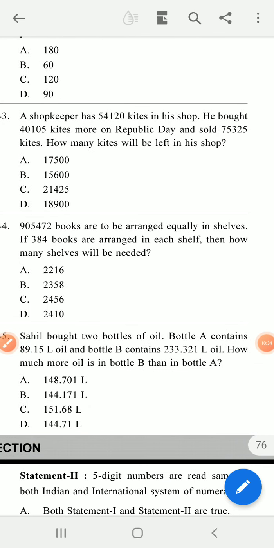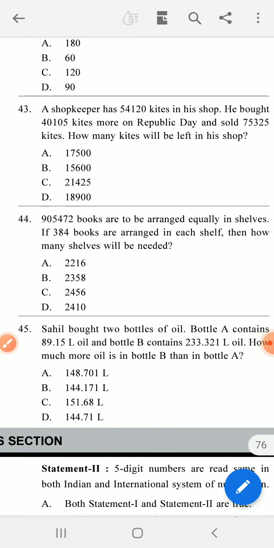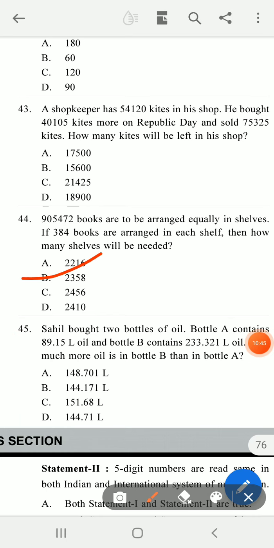Some books are to be arranged equally in shelves. If 384 books are arranged in each shelf, then how many shelves will be needed? So do division. B is the answer. Do division, you can get the answer.